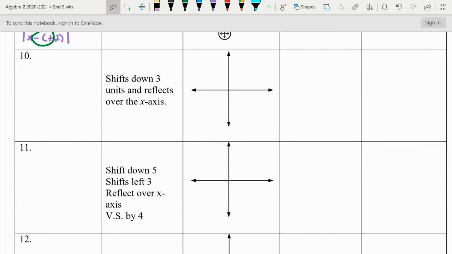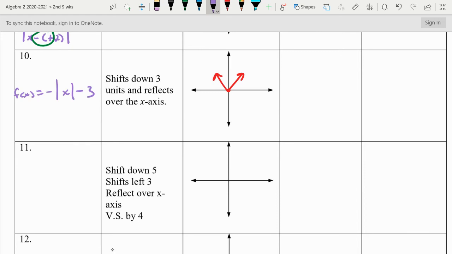All right, this one shifts down 3, okay, and reflects over the x-axis. So f of x equals negative. There's no left-right movement, so it's just h, and then down 3 is a negative 3 outside of the absolute value bars. All right. So reference, okay, and then we're going to shift it down 3.